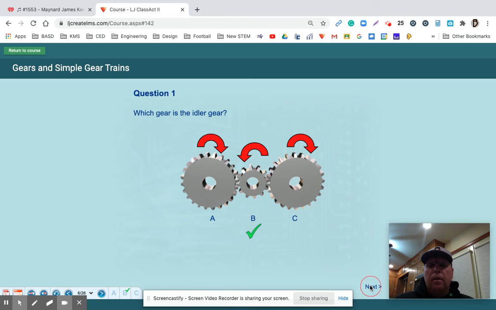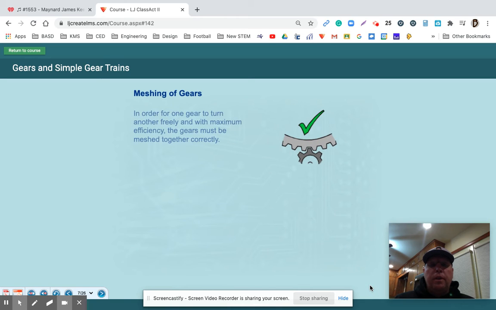Okay. Now let's get into the meshing of the gears. In order for one gear to turn another freely and with the maximum efficiency, the gears must be meshed together correctly. So there's just a little bit of space in between here. Okay. It's not too tight, certainly not too loose. It catches the gear. It's going to move this driven gear around with the driver.